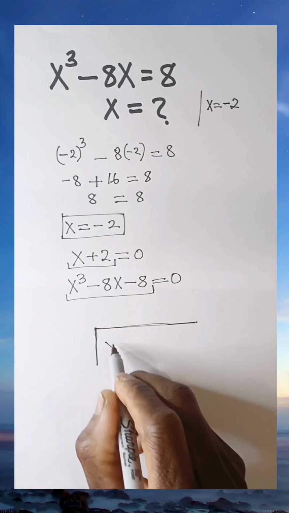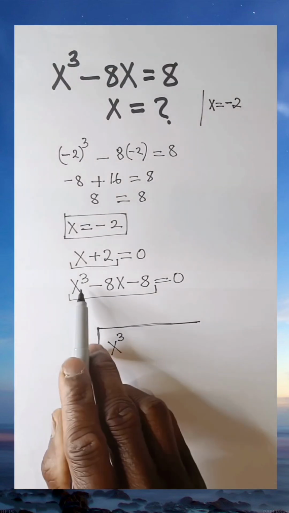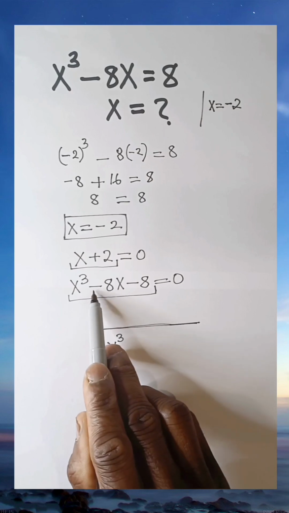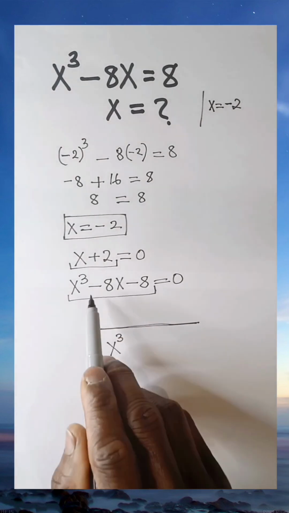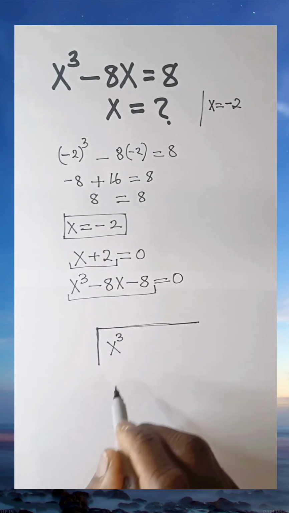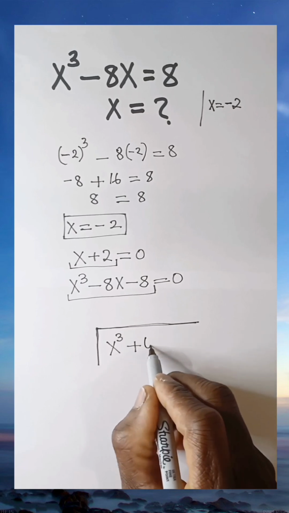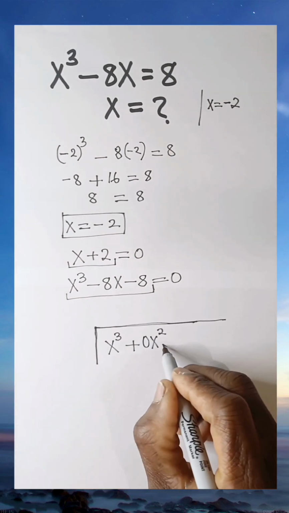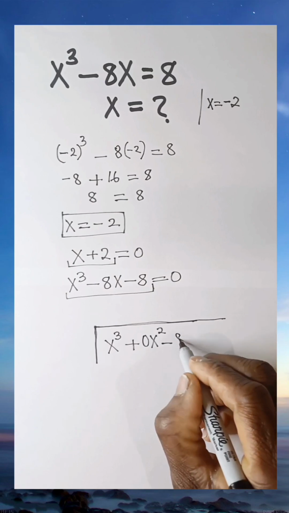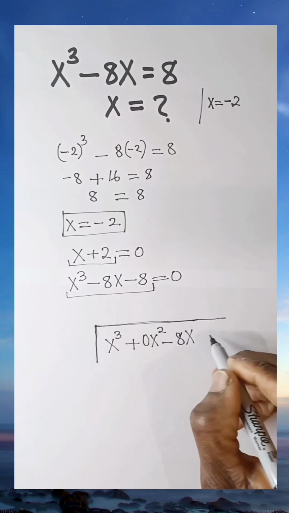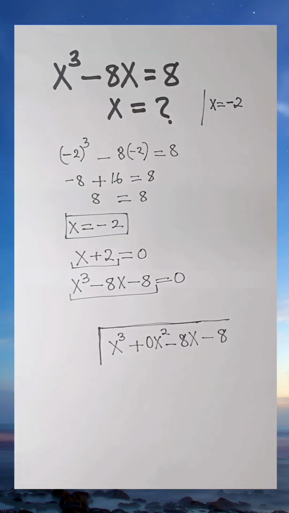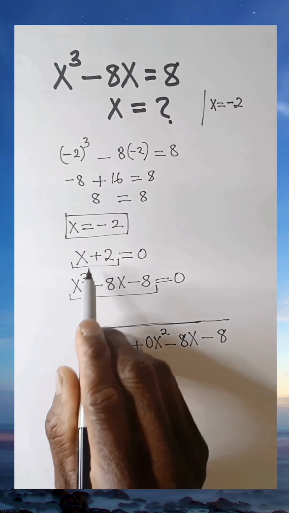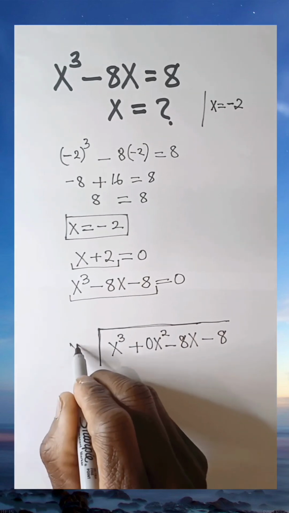So we have x cubed. Here we have x raised to the power of 3, and here we have x raised to the power of 1. You will notice that x raised to the power of 2 is omitted. We are going to introduce it by using 0. So we will have plus 0x raised to the power of 2. Then we have minus 8x, then minus 8. Note that we are going to use a long division method for this division. Okay? x plus 2 is the divisor, so we put it here.